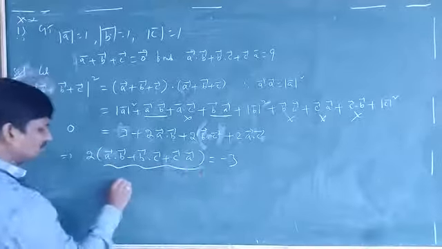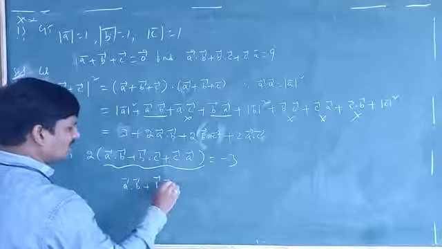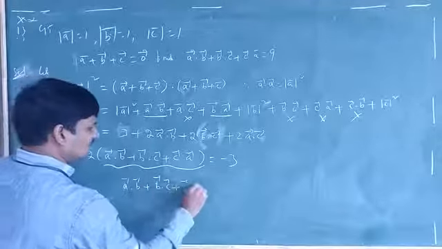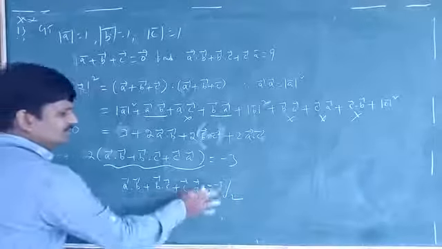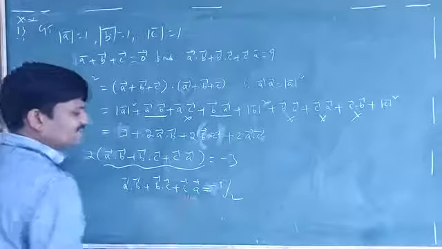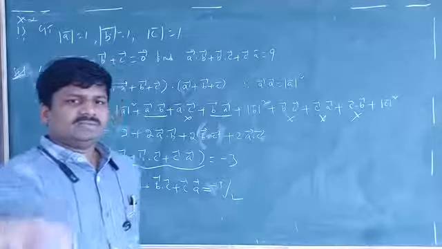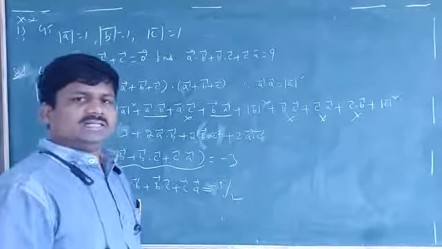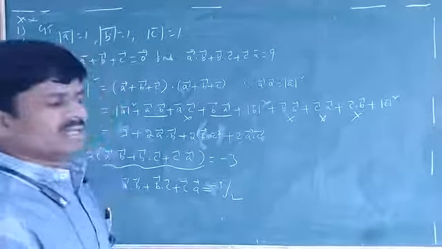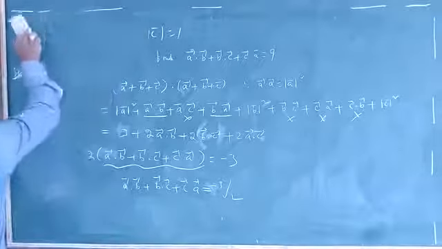So A bar dot B bar plus B bar dot C bar plus C bar dot A bar is equal to minus 3 by 2. Understand? In this manner we have to find the values. Remember, it is an important question. This is question number 13.